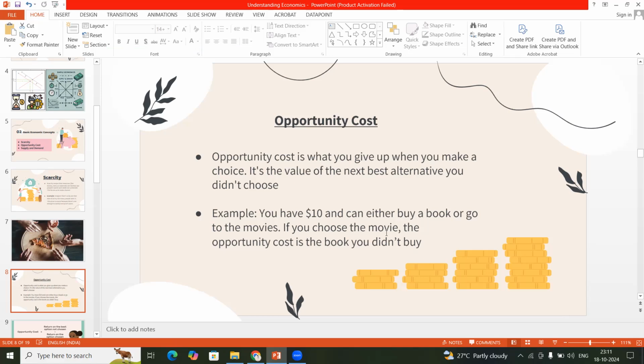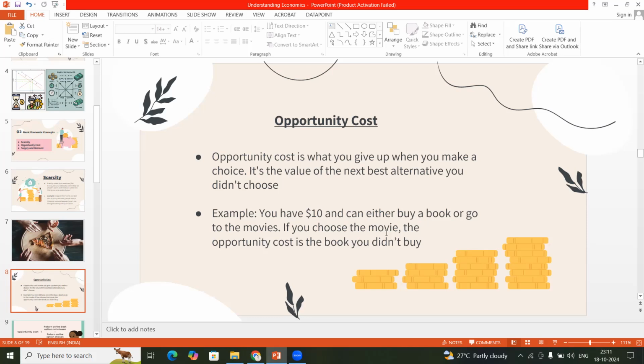And the cost of both the things is $10. So if I have to buy a book, I have to sacrifice watching a movie. And if I go for a movie, I have to sacrifice purchasing the book. So this is the cost. What is the cost here? That if I go to a movie, I have to sacrifice buying a book. So buying a book is the cost here.